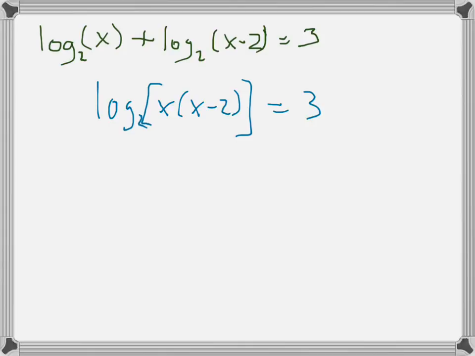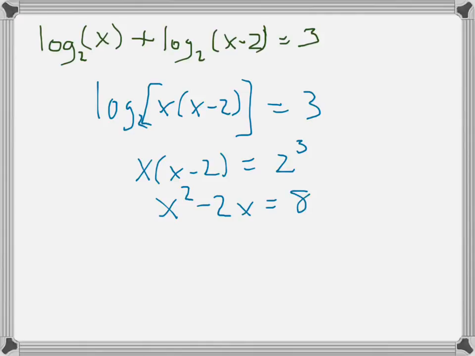Now if I raise both sides to the 2 power, that's going to undo my log on the left side. You don't have to write that step that I wrote before. You could just cancel the log as long as I raise the right side to the 2nd power. So now I got x times x minus 2 equals 2 cubed. Let's expand here: x squared minus 2x equals 8.